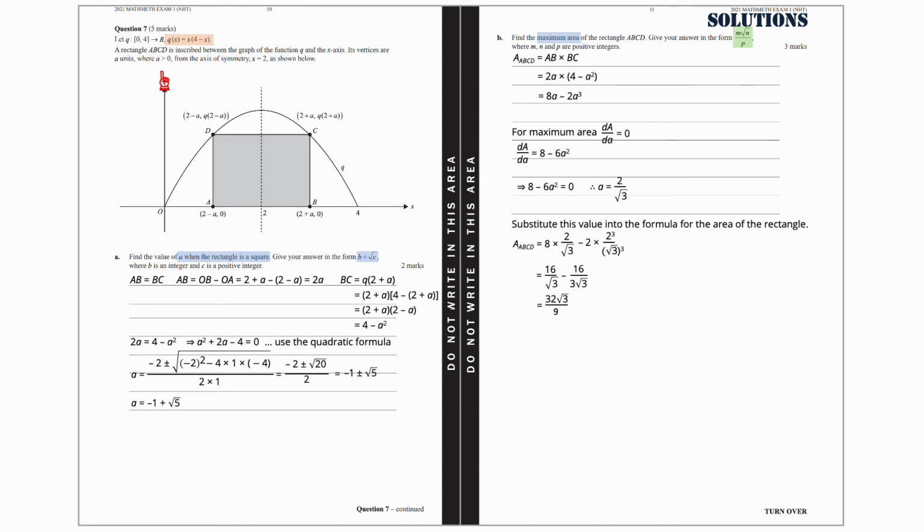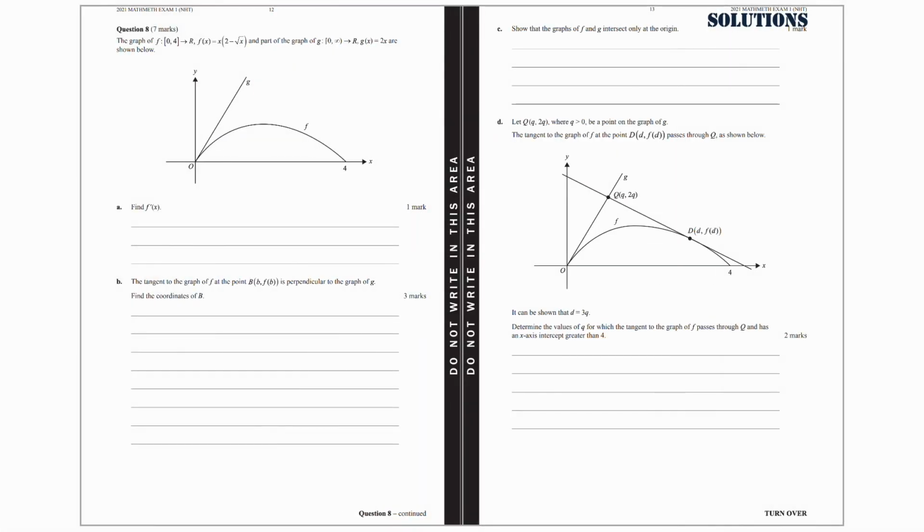Question 8. The graph of the function with domain from 0 to 4 closed interval, f of x, has rule x bracket 2 minus root x, and part of the graph of g with domain 0 to infinity and rule g of x equals 2x are shown below. Part A. Find f dash of x.